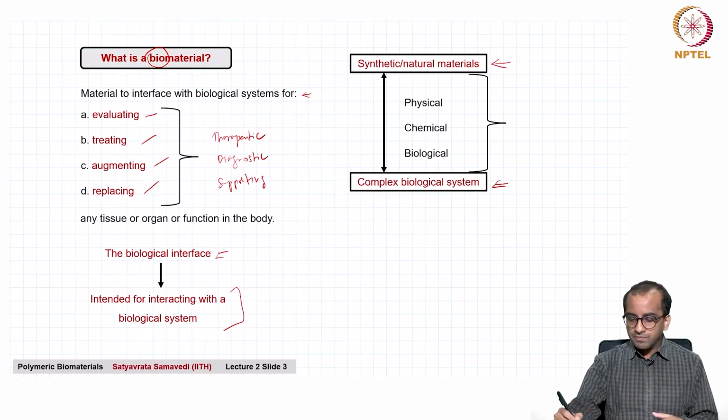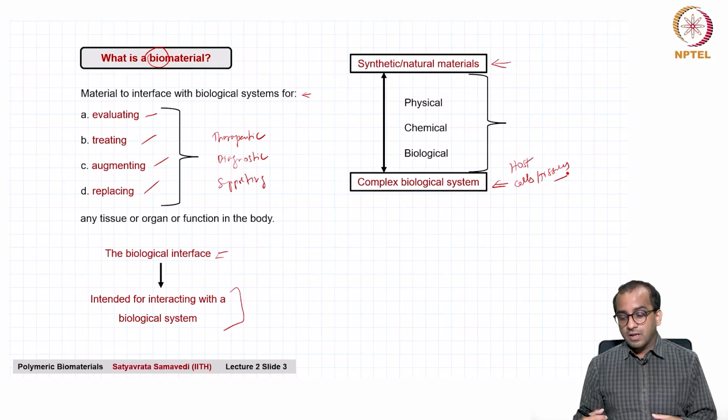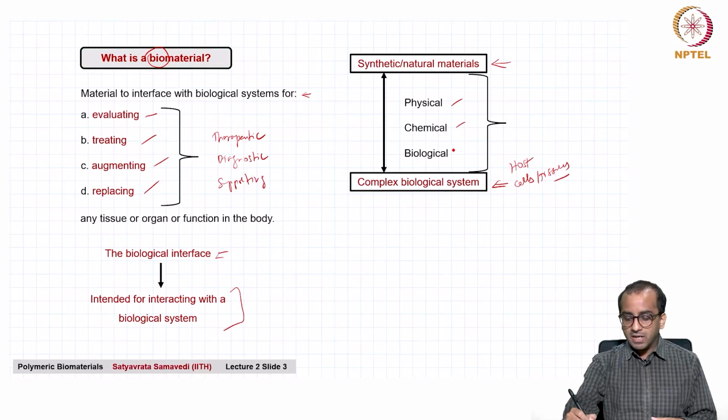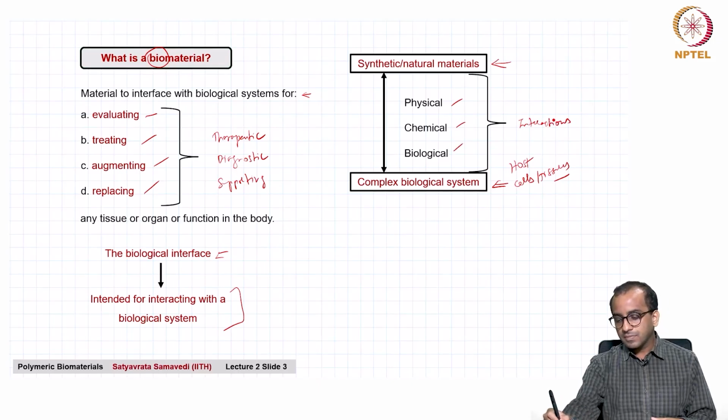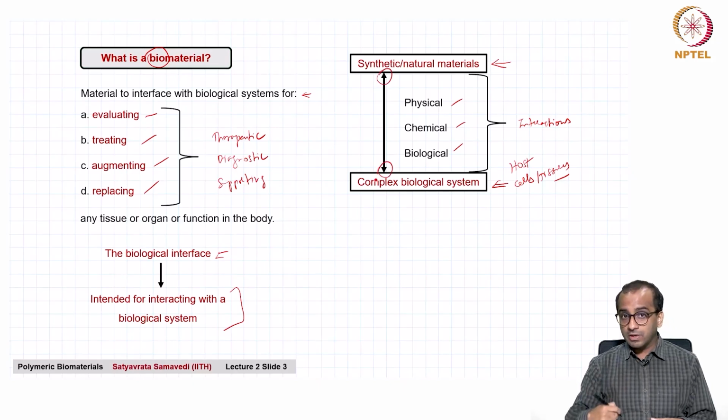Now, this could be a host, it could be an animal, it could be a human being, or it could even be cells or tissues if you are testing some things in the lab, right, in the initial stages for example. And in many of these or almost all these cases, there are going to be physical, chemical and biological interactions, and note the two-way arrow here. The interactions are not one way, but they are two-way.